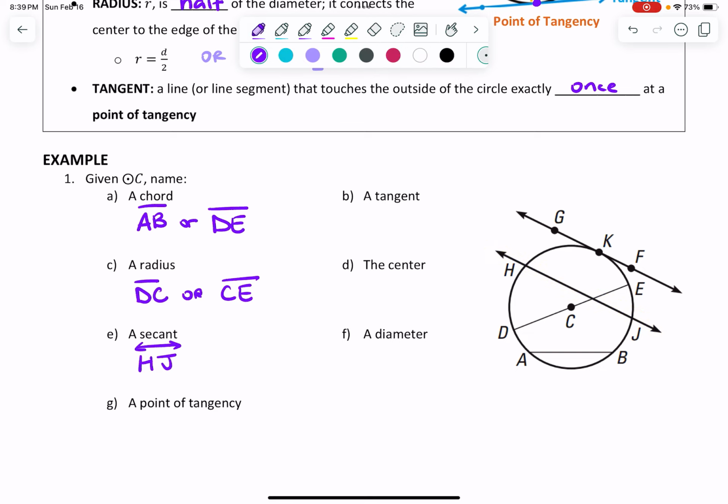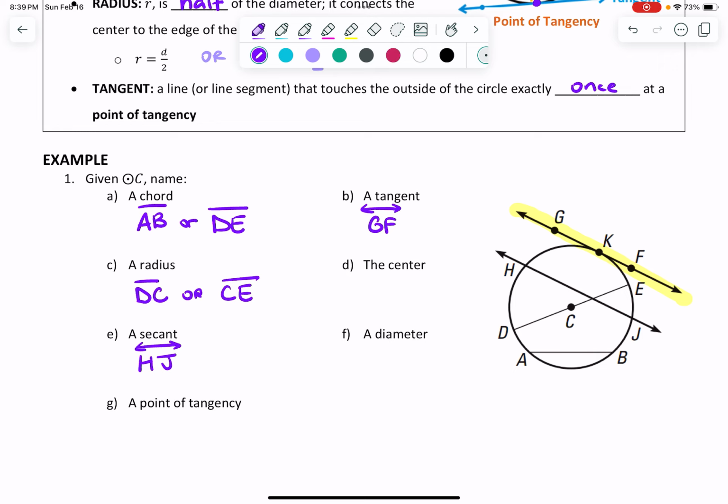Next, the point of tangency. Well, I do need to identify the tangent. So here is my tangent. It is a line that touches the circle, the outside, exactly once. So I'm going to go ahead and actually do the tangent first, which I have is GF as that line. You could also denote it GK, KF. It's also fine. Both work.